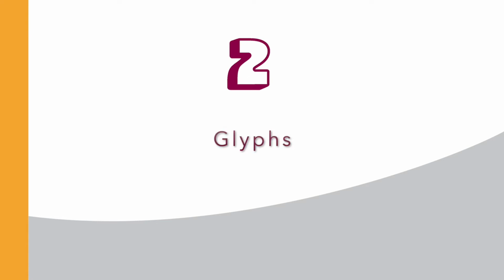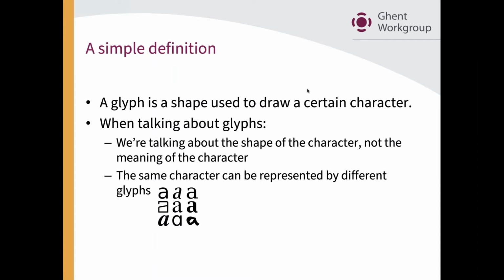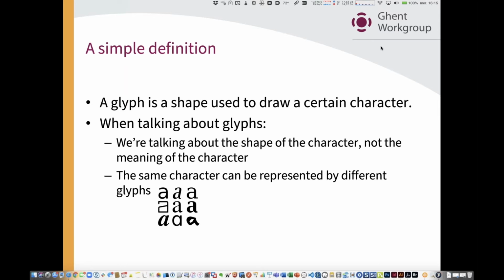Second topic for today, we're going to talk about glyphs and define exactly what a glyph is. A glyph is something like that. Here you have a character A and you have nine different shapes of that A. If I want a simple definition of what a glyph is, it's definitely only the shape that is used to draw a certain character. So we're not talking about the meaning of the character itself.